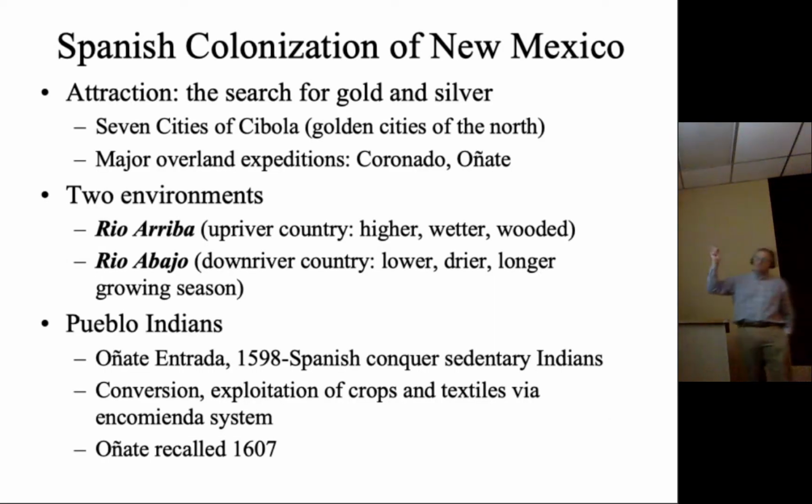All right, so let's talk about that area where the Spanish were fairly successful within North America. New Mexico.